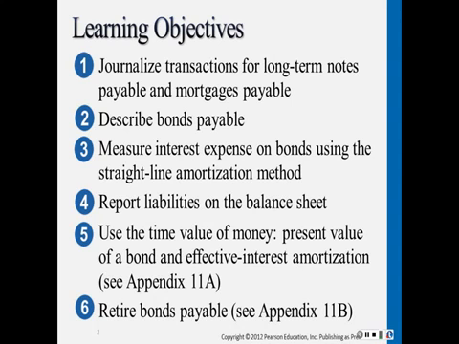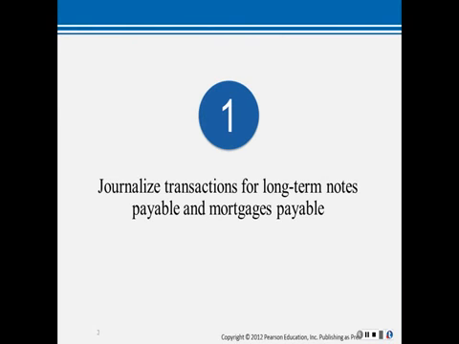of money, present value of a bond, and effective interest amortization, which is Appendix 11A, and retire bonds payable, which is Appendix 11B. The first learning objective is to journalize transactions for long-term notes payable and mortgages payable.